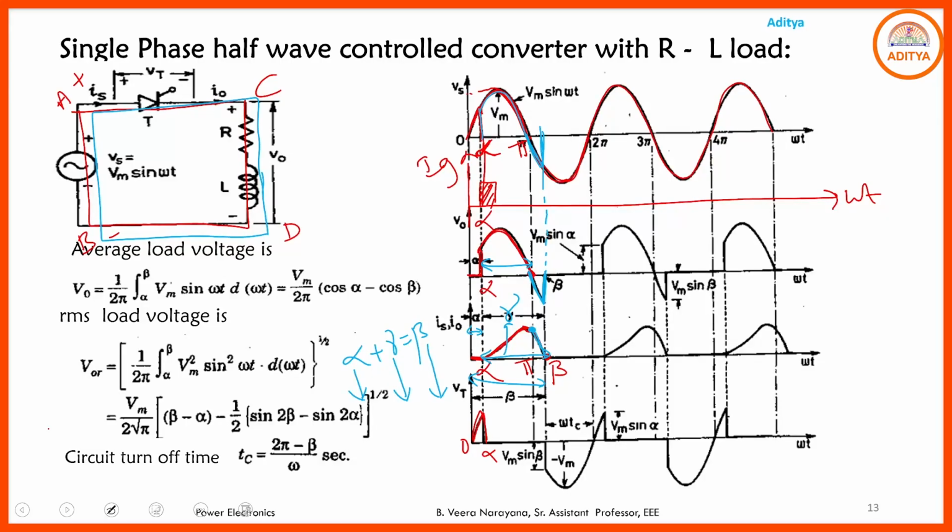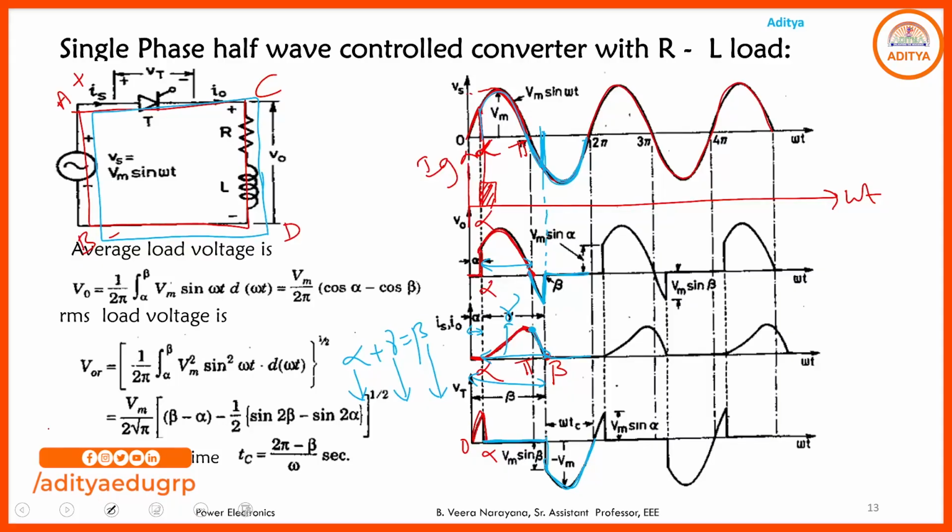So up to beta, the SCR will be in the on state, hence there is no voltage across the SCR. And from beta to 2 pi, the negative voltage of the negative half cycle is available across the SCR. Then the SCR automatically comes to the off state. So from beta to 2 pi, this portion of the source voltage is available across the SCR. And from beta to 2 pi, the SCR will be in the off state, hence there is no voltage and no current.